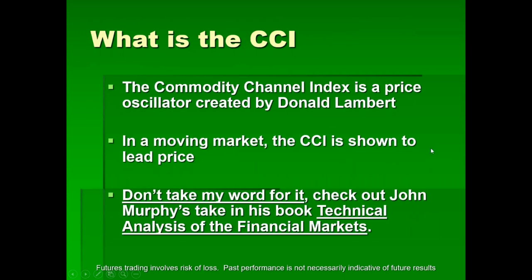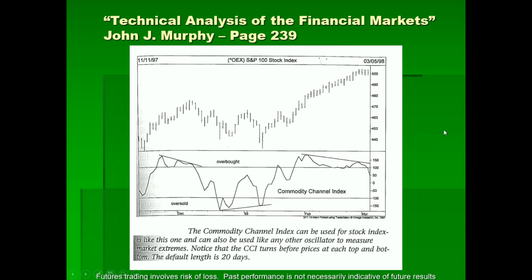Now, the Commodity Channel Index is a price oscillator created by Donald Lambert. In a moving market, CCI is shown to lead price. Now, don't take my word for it. Check out John Murphy's take in his book, Technical Analysis of the Financial Markets. By the way, in a very thick book, he only spends about half a page on this, so no reason to buy the book.